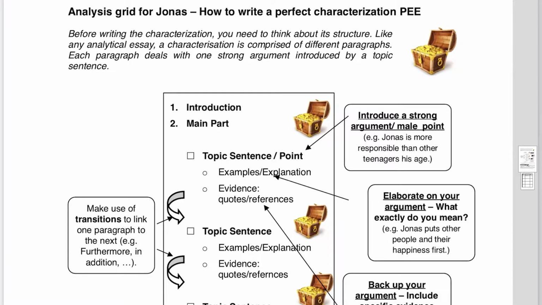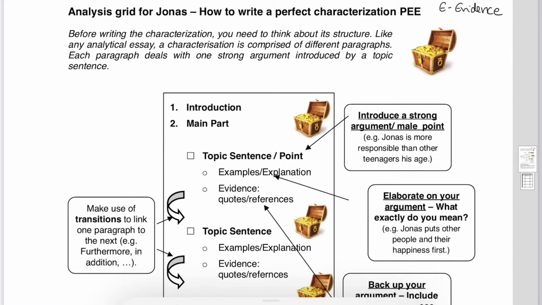PEE is an abbreviation, eine Abkürzung, for what I've actually already told you, for this idea of making a point. This is what the P stands for. So P is for a point. And then there's one E, which means explanation. And then there's another E, which means evidence, as in Textbeleg, what we had before.